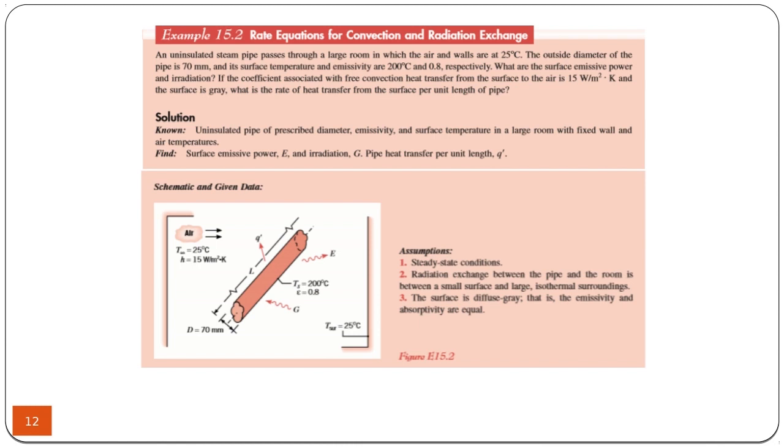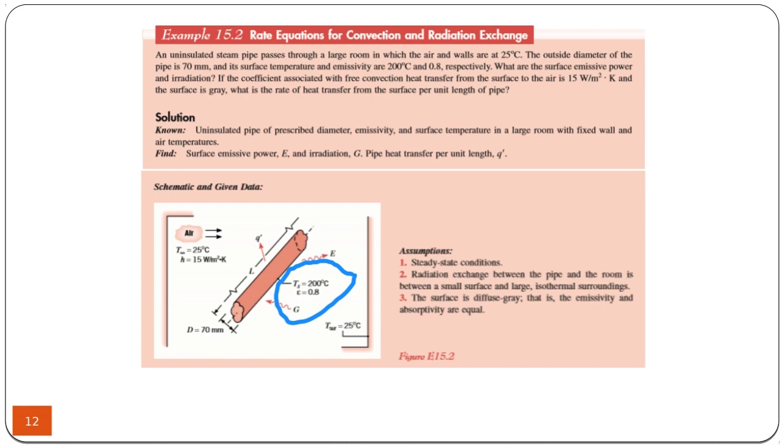An example here: a steam pipe of 200 Celsius is not insulated, so there is no insulation on it, so the surface temperature is 200 and surface emissivity is given as 0.8. It's not 1. It would be 1 if it was black. So a black surface has an emissivity of 1. A very shiny surface has a very small emissivity, but this one has an emissivity of 0.8.